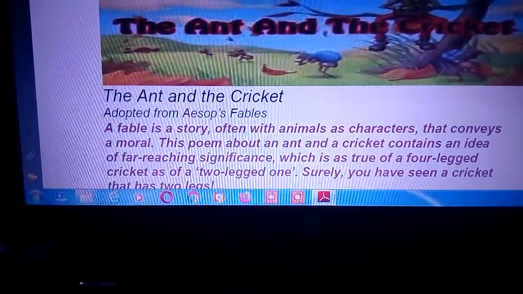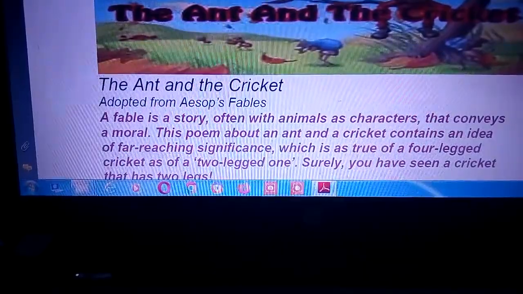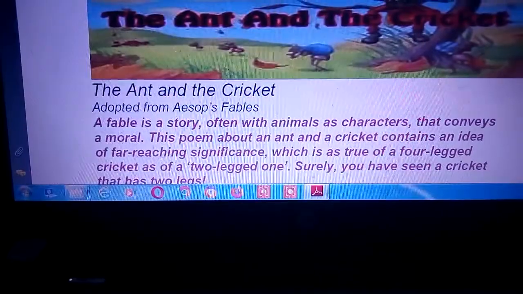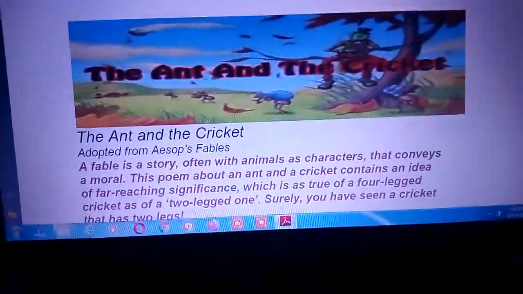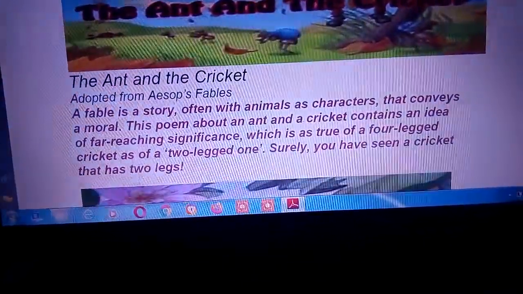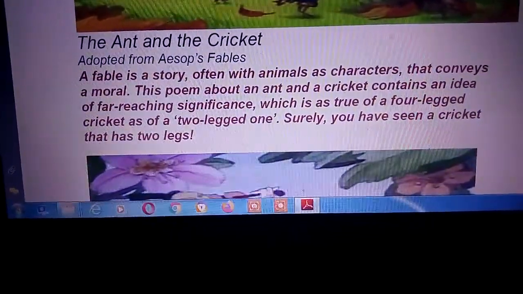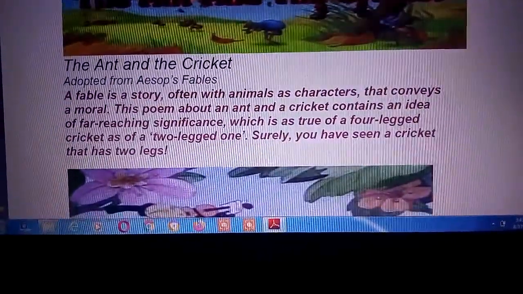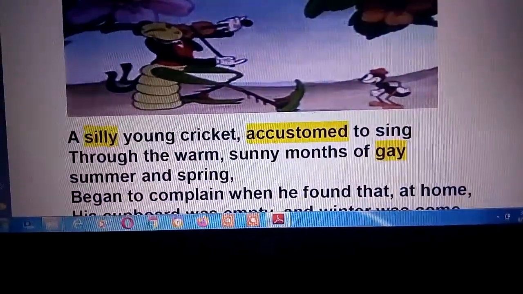The significance means importance, which is as true of the four-legged cricket as the two-legged one. Surely you have seen a cricket that has two legs. What is it? The cricket with two legs means human beings. So human beings can also be compared with this story. Okay, so let us begin with the story.